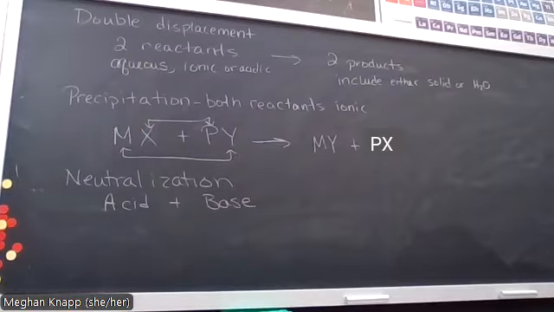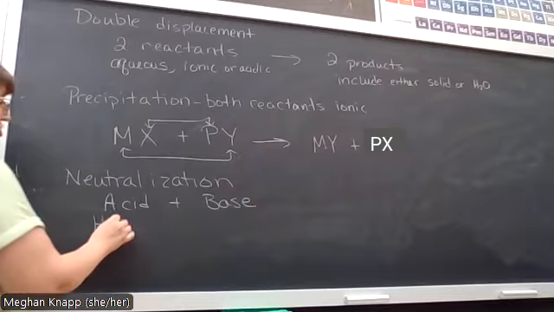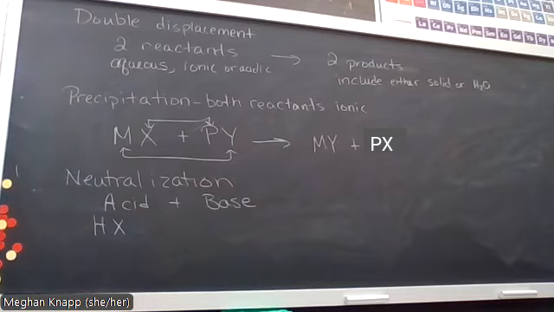For neutralization, you have an acid and a base. How do we know an acid when we see it? What's it going to have out front? Hydrogen. So like HCl, HBr, HNO3 is going to be H something. So it might just be an element like chlorine, or it might be an oxo acid, like HClO3.